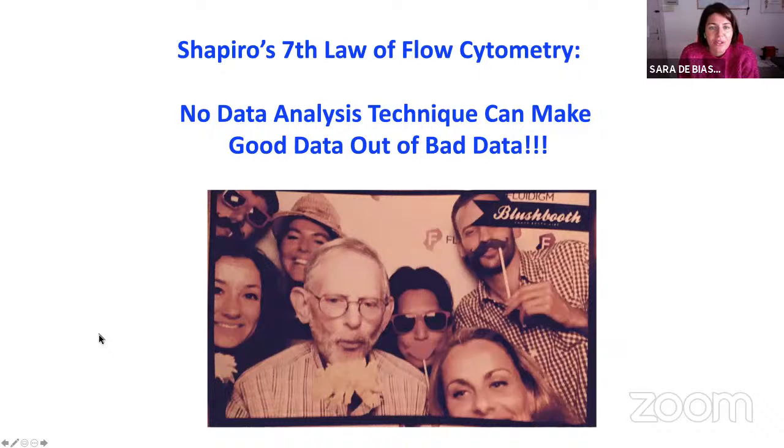The Shapiro-Stevens law of flow cytometry is that no data analysis technique can make good data out of bad data. So it's what I was saying to you before. If you want to have a good analysis, you have to clean your data, you have to perform a good acquisition at your flow cytometer, a good staining of your cells, and of course you have to keep in mind a lot of rules of flow cytometry in order to generate really good data, because at the end, even if you are cleaning your data, if your data are not stained well, you will not obtain good results.